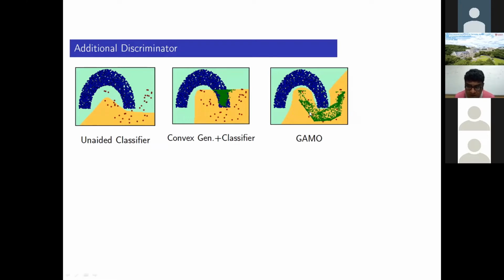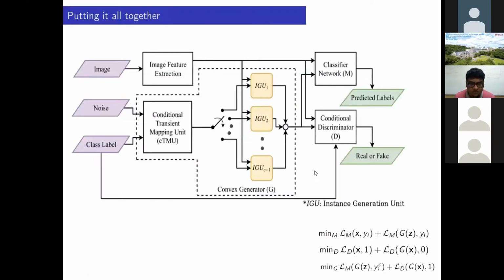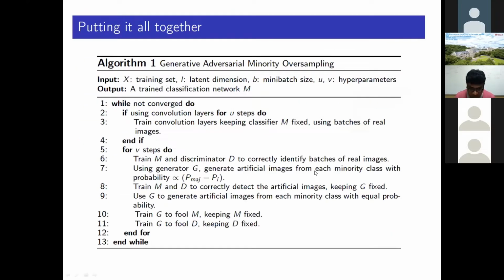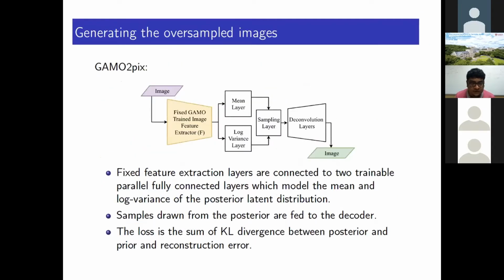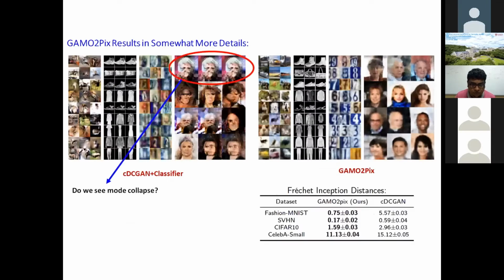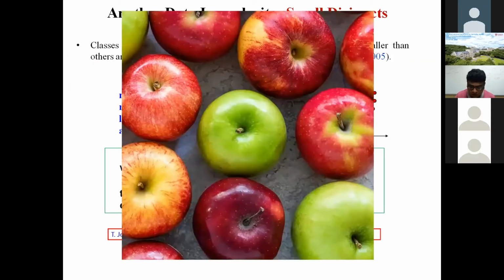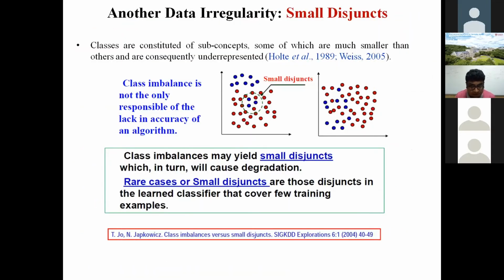This GAMO is already quite well cited, and it has inspired other developments which came in top-notch conferences like IEEE CVPR and ICCV in later years. So this is the small disjunct situation, another subpart of class imbalance handling, where there may be multiple clusters of similar objects within the same class, like different varieties of apples. I gave this example at the beginning.